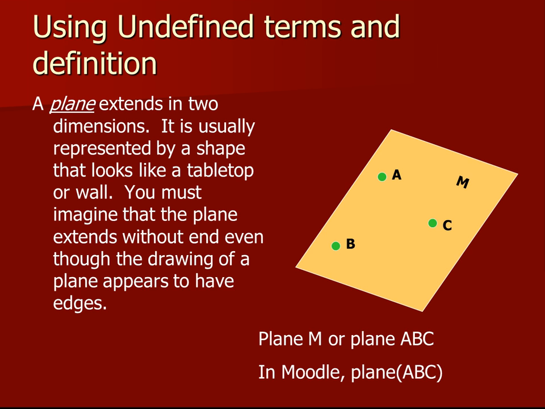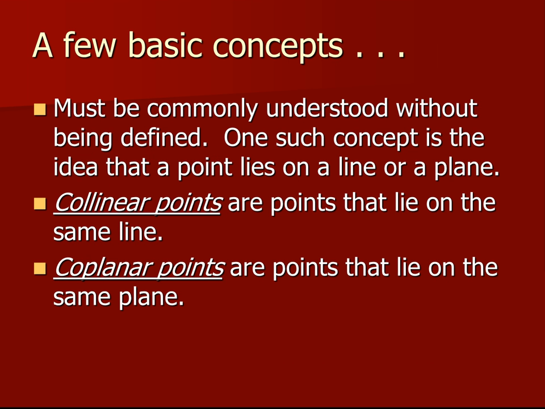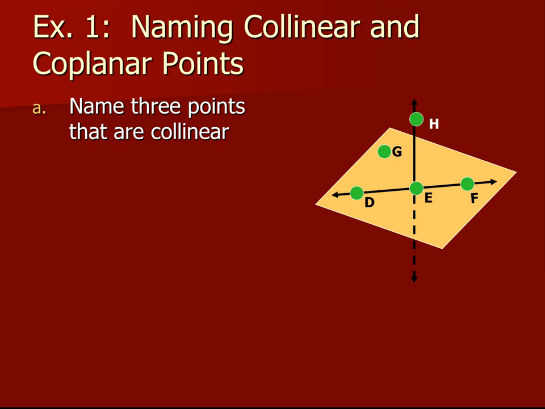Here's some words we have. We could say that if points are all on the same line, we call them collinear. Co means same, right? Points that all lie in the same flat surface, in the same plane, we'd call coplanar. So if I wanted to name 3 points that are collinear, what would they be? Looks like maybe D, E, and F are on the same line.